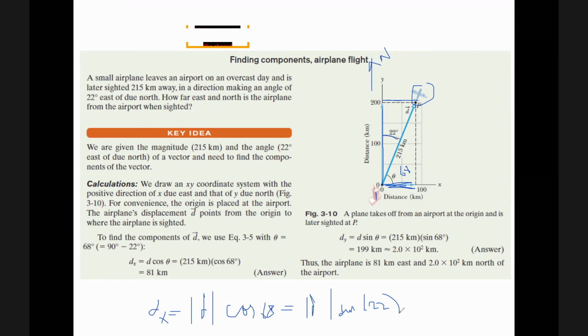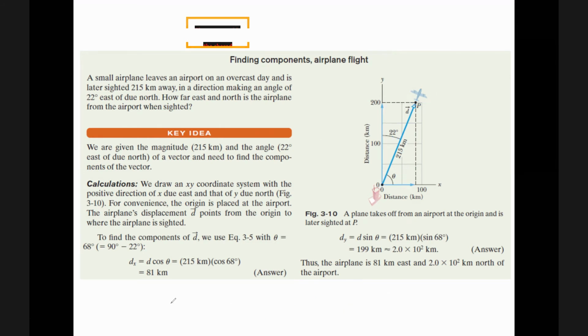Now, find dy. What's dy? Let's go together. For the dy component, either I say it is d cosine 22, right, because of this. Or, relative to this angle, 68, what is it? Everyone answer in the chat: d sine 68. Yes, d sine 68. In both cases, you get the same answer. I gave you the two possible answers. Both of them are equal.